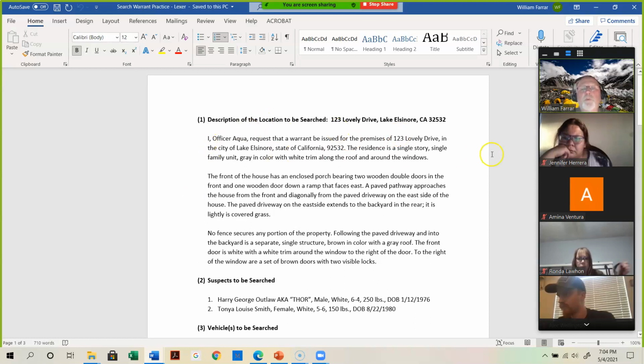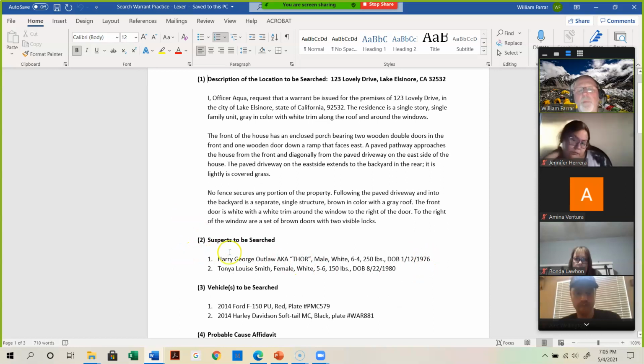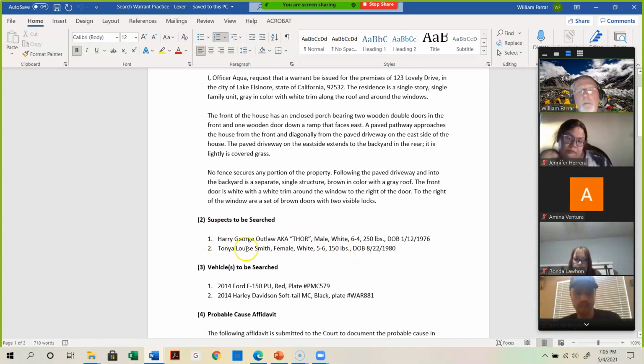So when you do your description of scene, remember, it needs to be thorough enough that when the judge looks at it, they know that you actually went out and viewed it, because of mistakes that happen with maybe serving a warrant at the wrong house. So that's why they really want you to be descriptive. The suspects part was pretty easy, but again, you're going to want to number them and then put in their alias if they have one, their height, their weight, their birthday, if you have it at all.